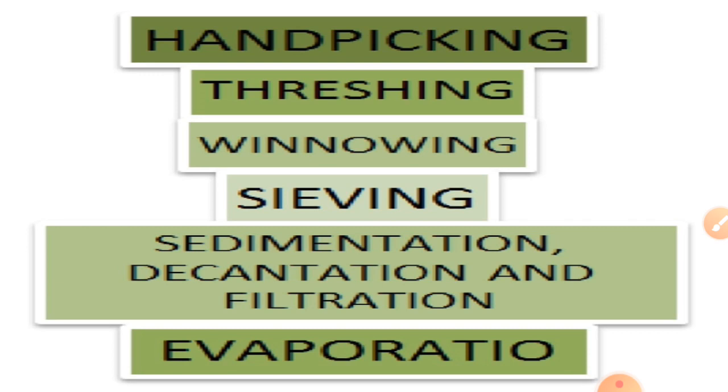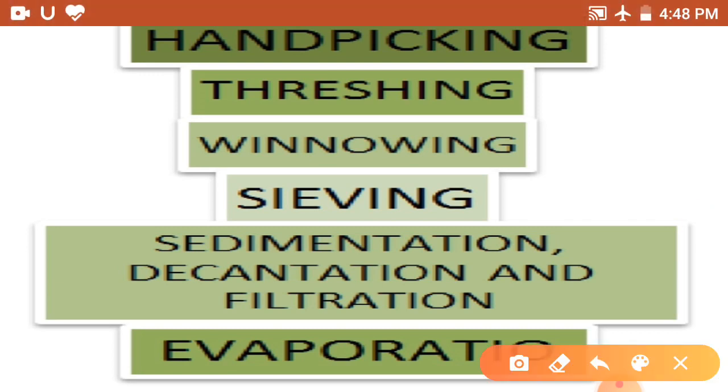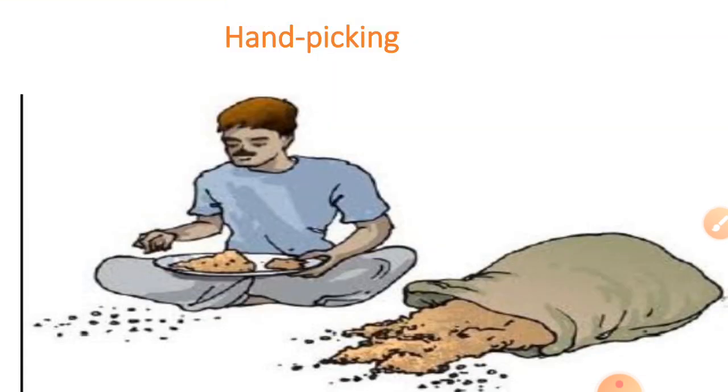And you can see here the different methods of separation: hand picking, done by the hand, threshing, winnowing, sieving, sedimentation, decantation, filtration and evaporation also. So we will learn these methods in this lesson. So the first method is hand picking.